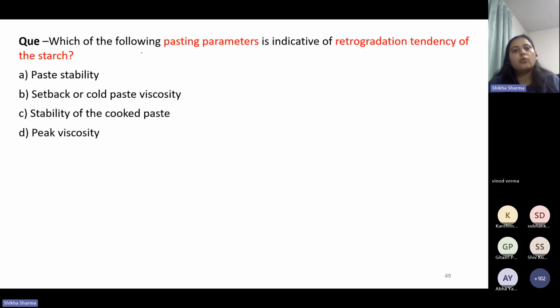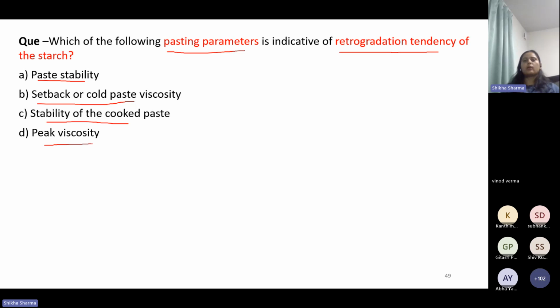So next question is, which of the following pasting parameters is indicative of retrogradation tendency of the starch? The paste stability, setback or the cold paste viscosity, stability of the cooked paste, or the peak viscosity. Just now we discussed the pasting curve and the effect of gelation. So would anyone of you like to answer this question? Which parameter is indicative of the retrogradation tendency in the starch?